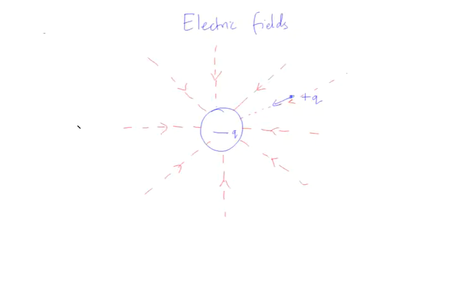So, electric field strength is equal to E, which is the force a positive test charge would experience per unit charge. And don't forget, it is a vector quantity.